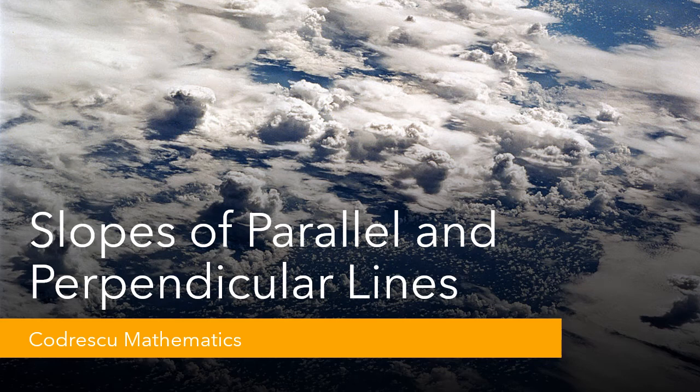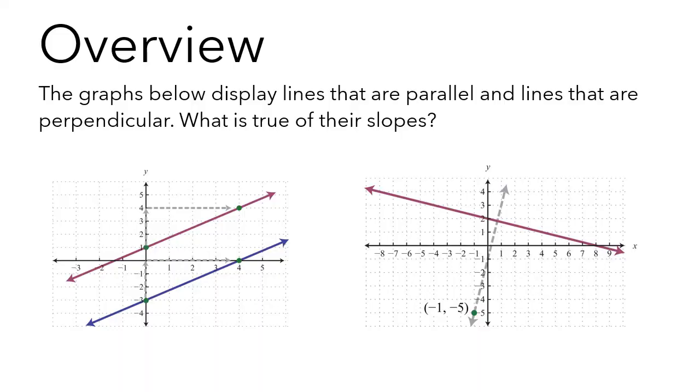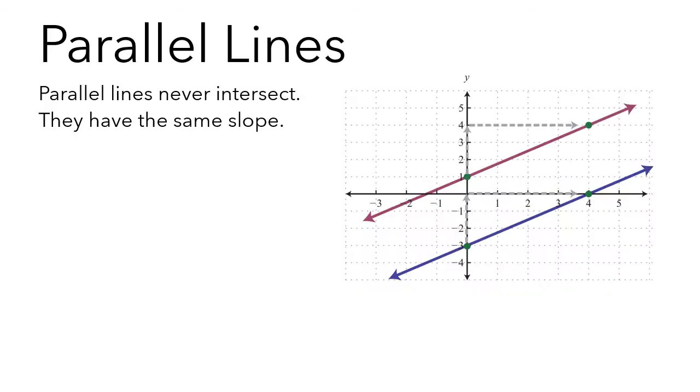Welcome to this video. We're going to be talking about the slopes of parallel and perpendicular lines. So a brief overview, the graphs below display lines that are parallel and lines that are perpendicular. The question is, what is true of their slopes? Well, when you have two lines that are parallel, you actually have two lines with the same slope. They will never intersect.